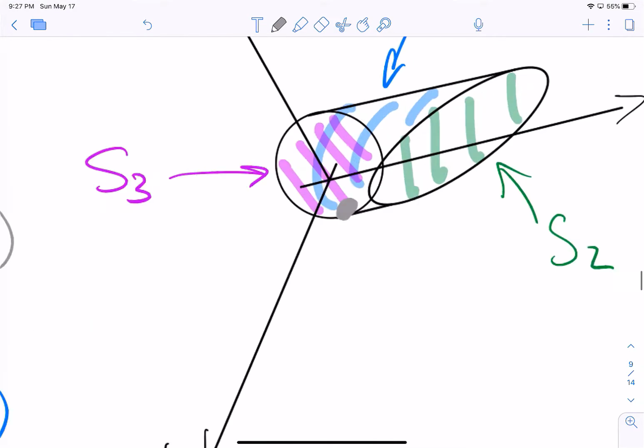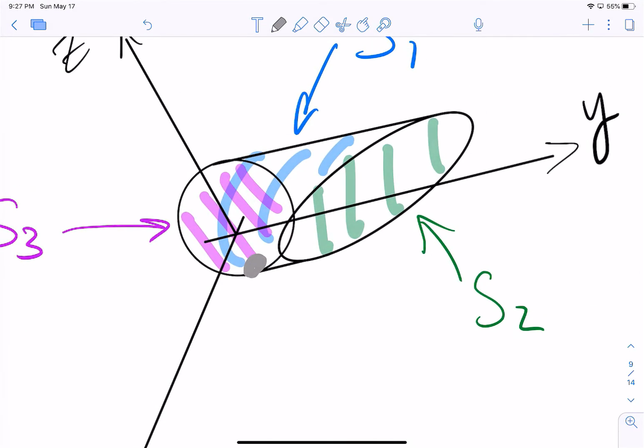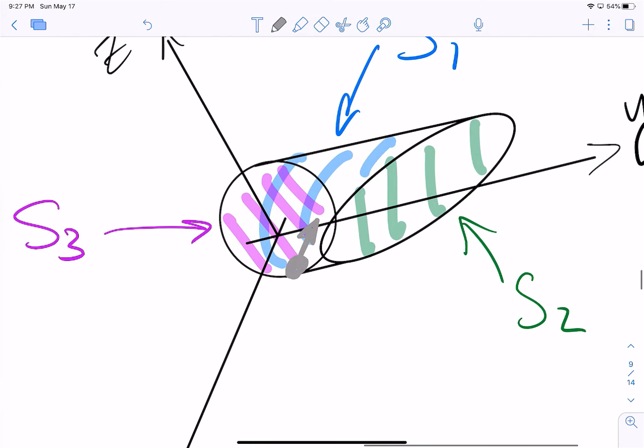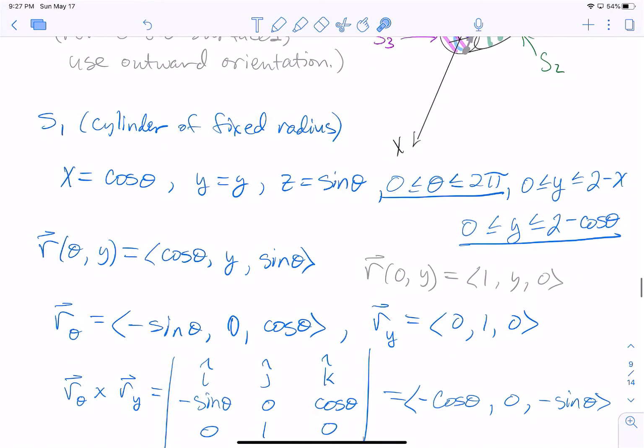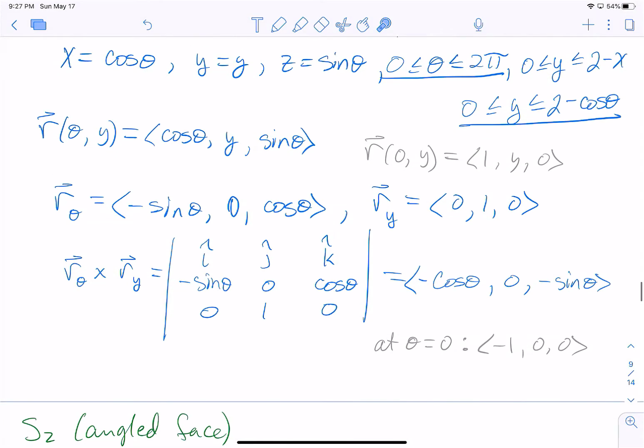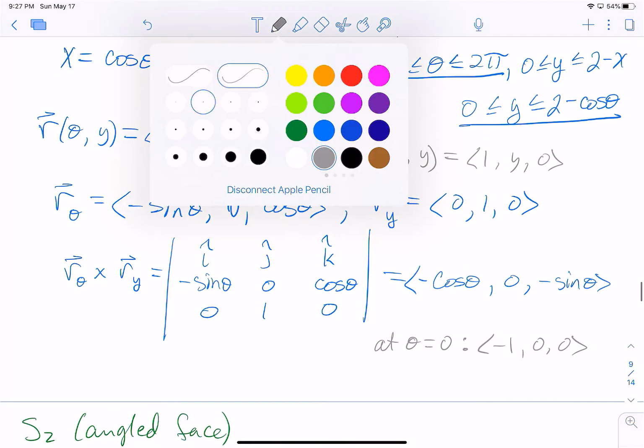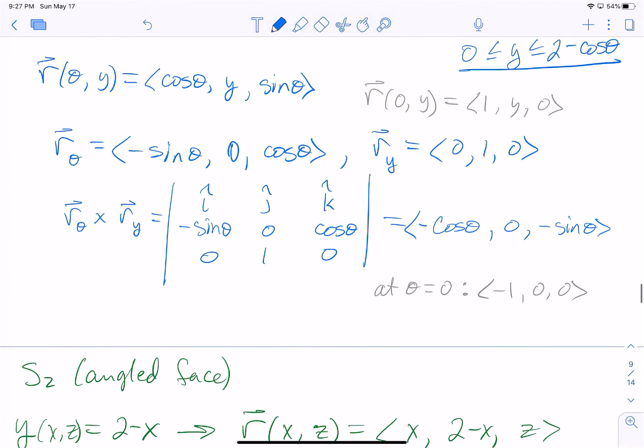So at this point that we just identified here, we have a vector that points toward the center. That's an inward pointing vector. That's the wrong normal vector. For closed surfaces, we use an outward orientation. So because that vector is pointing into the center, I know that we actually need the negative, or in other words, we needed our y cross our theta, and that equals cosine theta, 0, sine theta.